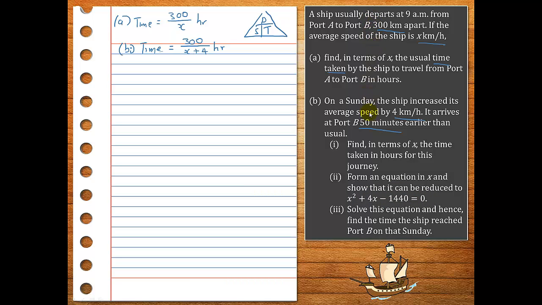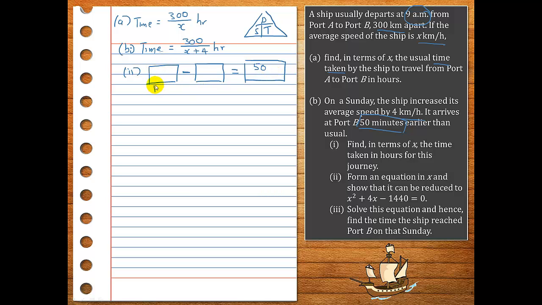Now, looking from the top to the bottom, what information is not being used yet? 9 a.m. and 50 minutes. Since part A and part B, part 1 involve time, and here we have 50 minutes, which is also time, we know that this should be 50. It arrives 50 minutes earlier, it means that the difference between the two times will be equal to 50 minutes.